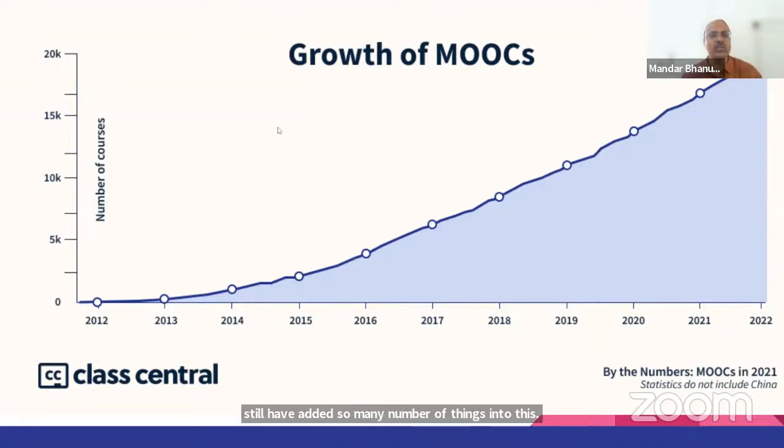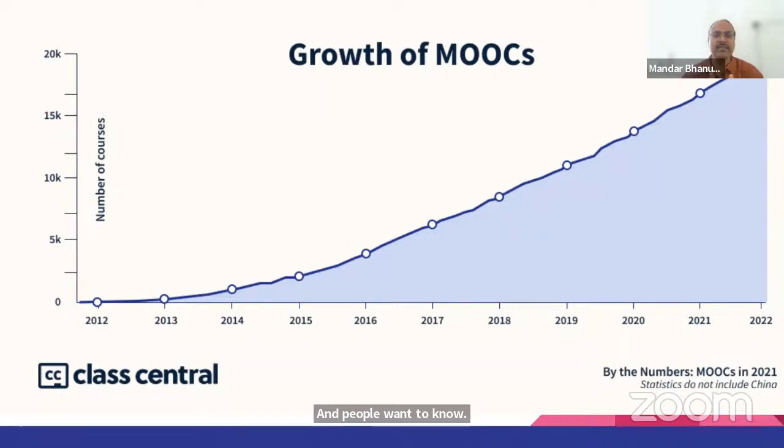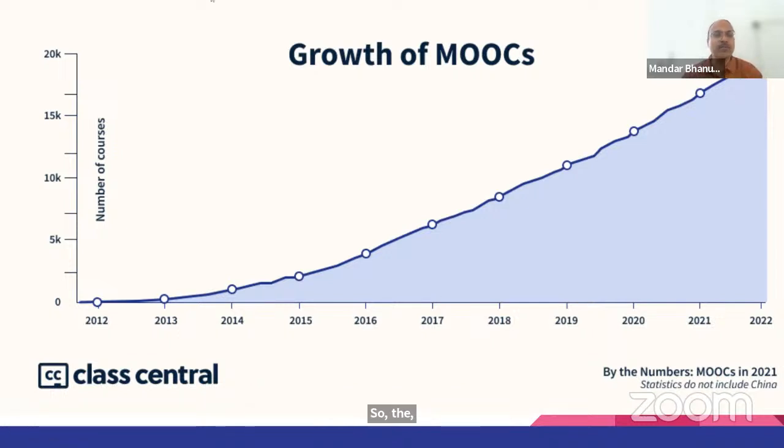Why do you think there is so much growth in massive open online courses? The reason is that there is a huge demand from the learning community. People want to know, people want to learn. This is a demand from the students' community that they would like to learn online. So because of the demand, there is a huge supply. And who is providing these courses? This is also quite interesting.